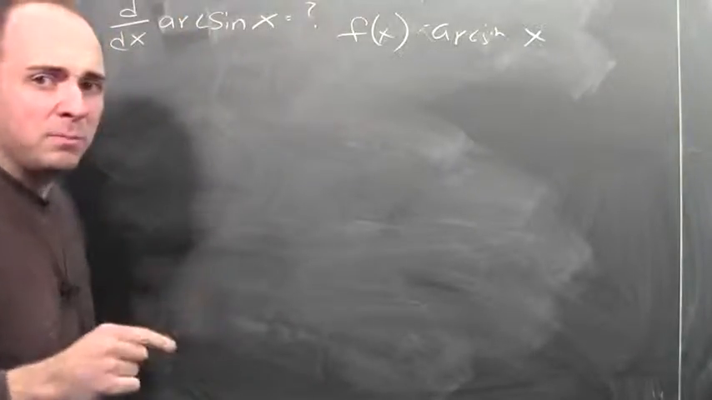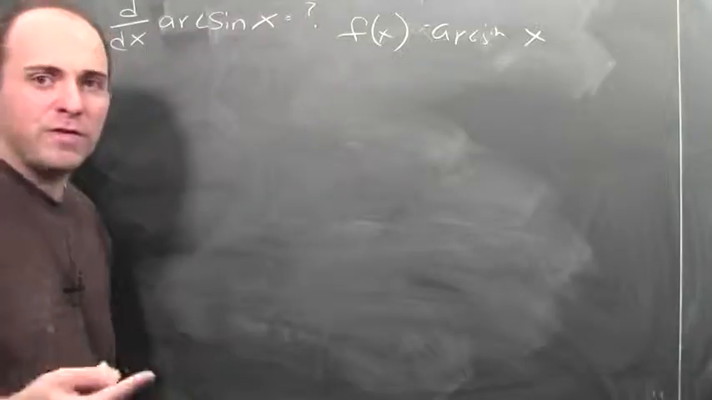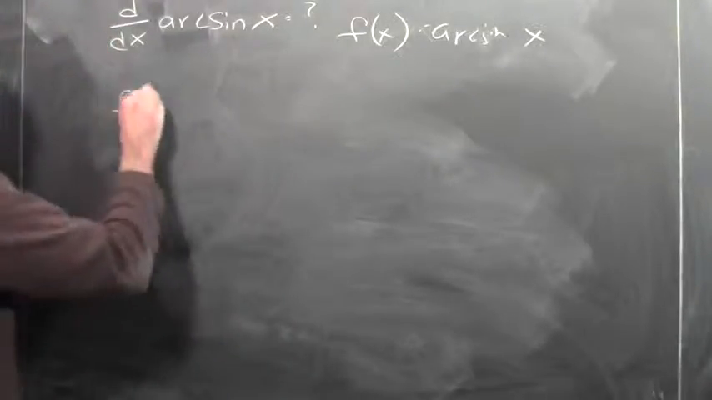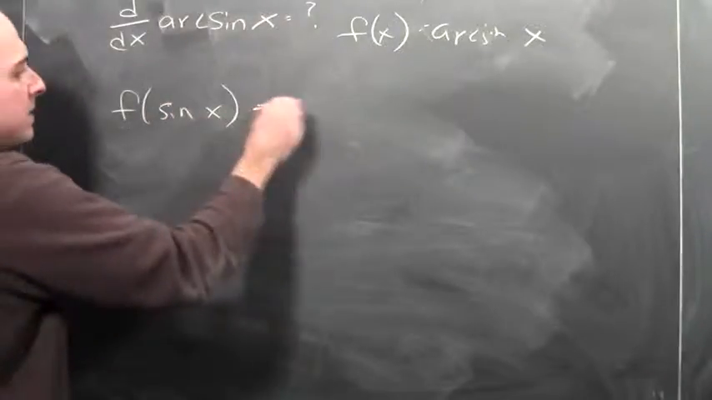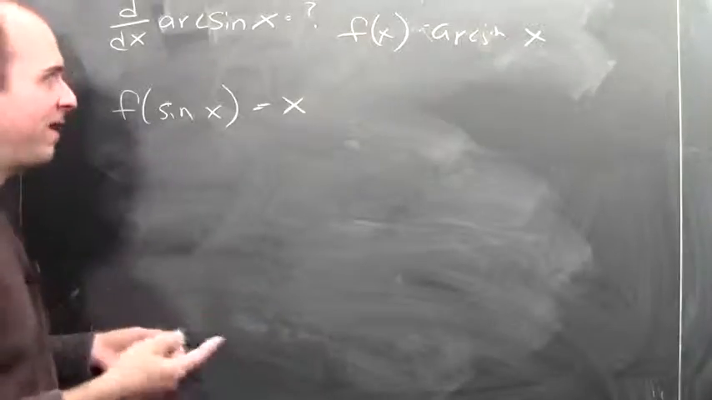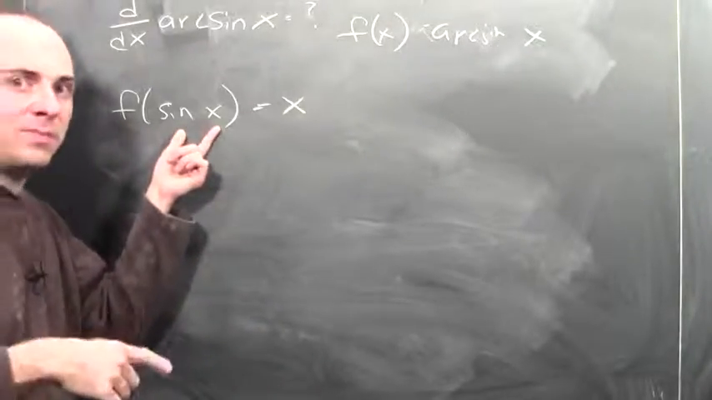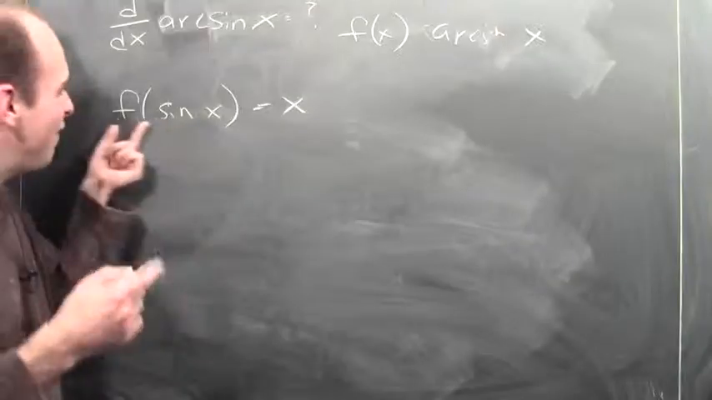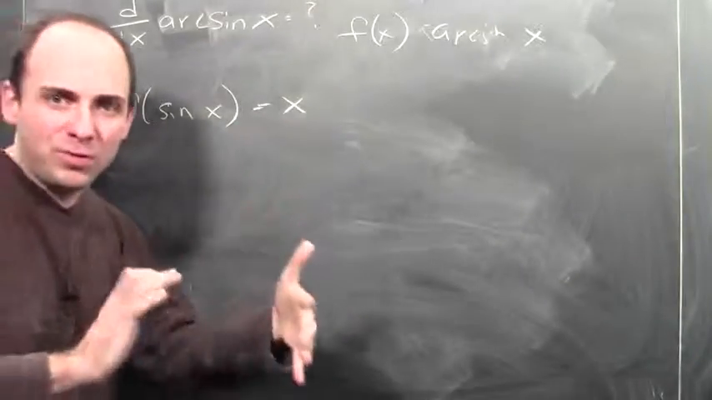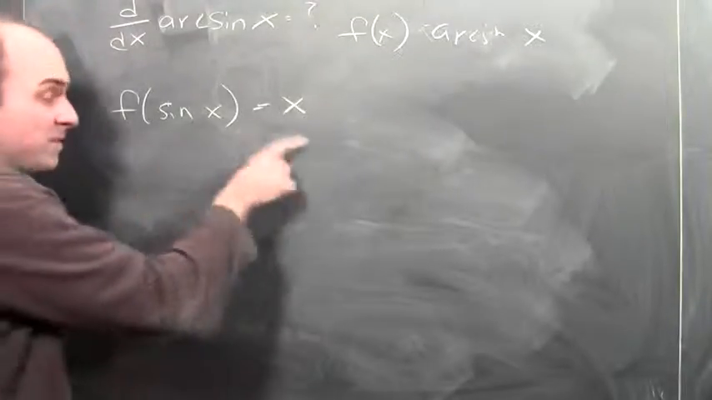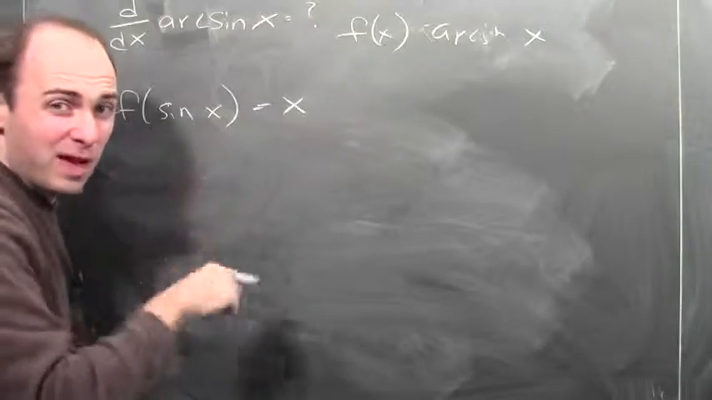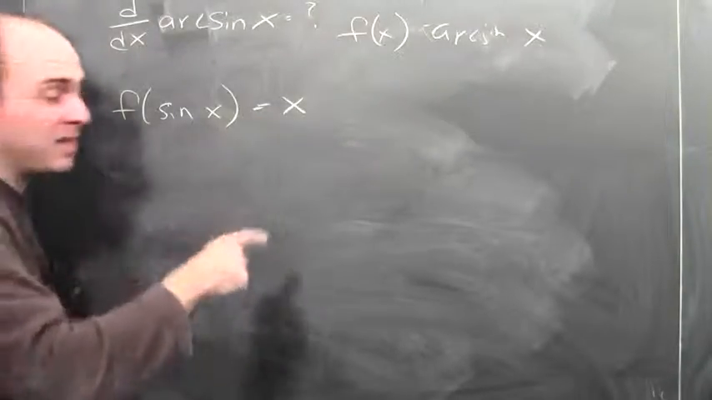Now, what do I know about arcsine? Arcsine is the inverse function for sine. So at least for a range of values of x, f of sine x is x. Right? Arcsine tells me a value that I can take the sine of to get the input to arcsine. So if I evaluate arcsine at sine x, I get x, at least over a particular range of values of x. So if this is true, and if f were differentiable, I could apply the chain rule and differentiate both sides. So let's just do that.